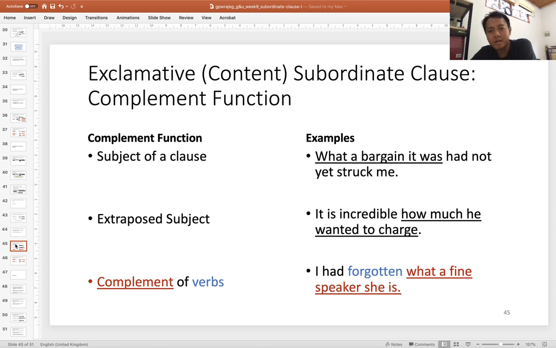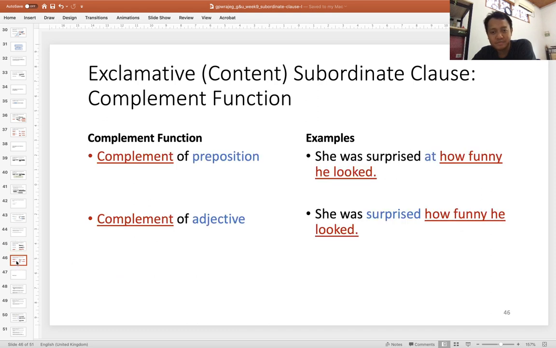This is an example of a complement function for the exclamative subordinate clause, like a subject, with extraposed subject. "It is incredible how much we should stay at home." "It is unimaginable how long we should stay at home." That's another example of an exclamative content subordinate clause. It can also function as a complement of verbs: "I had forgotten what a tremendous speaker she is." And so on and so forth.